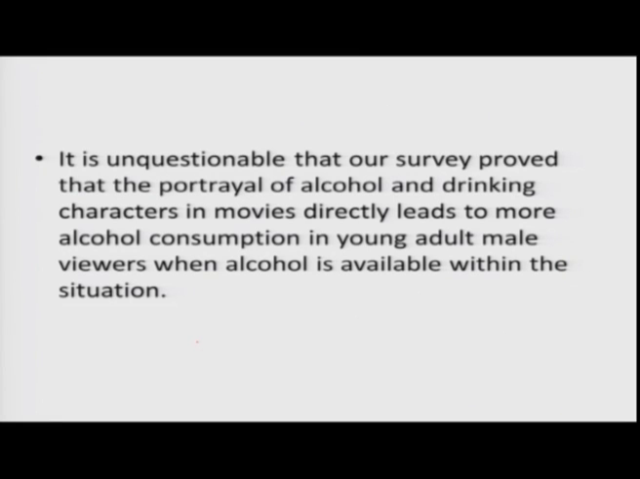Let us look at one more example. It is unquestionable that our survey proved that the portrayal of alcohol and drinking characters in movies directly leads to more alcohol consumption in young adult male viewers when alcohol is available within the situation. This is again talking about two things: portrayal of alcohol and drinking characters in movies and alcohol consumption in young adult males when alcohol is within reach. So, has hedging been done here? It seems it has not been.